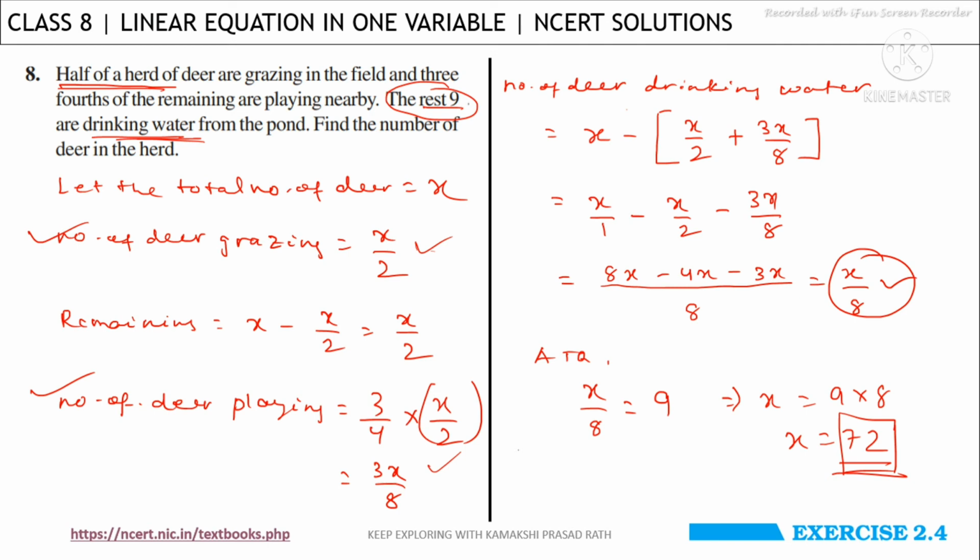So what we have done is, in the total herd, we found how many are grazing, how many are playing, and how many are drinking using the variable x. Now the relation we have used for deer is the already given 9. For drinking, we got it by taking out from the total the grazing and the number of deer who are playing, and we are left with the number of deer drinking water. So that's the logic used here.